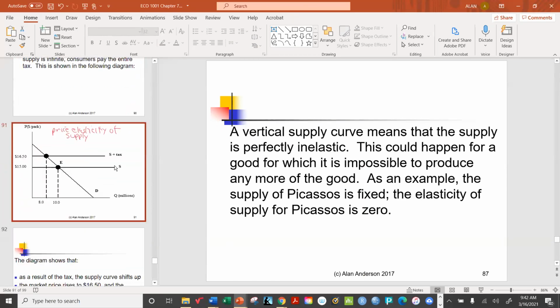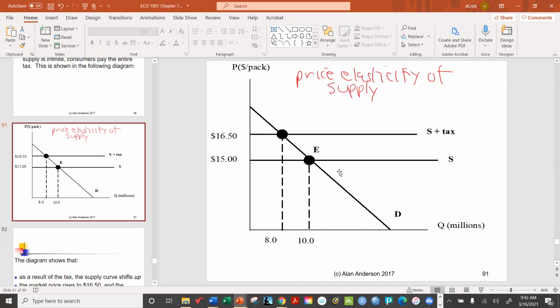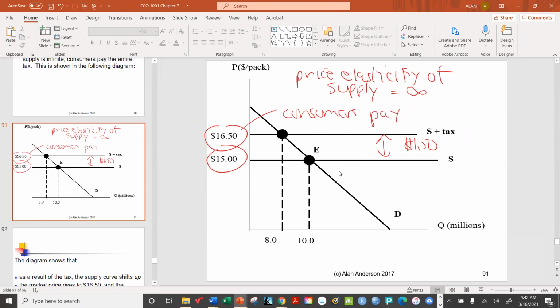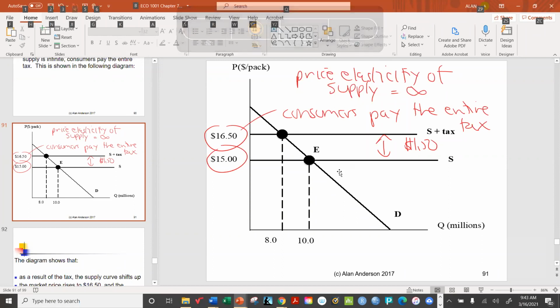All right. Now here it's the other way around though. Whatever this is, the supply is infinitely elastic. So here's the wedge, $1.50, and look what happens. The market price goes up by the full amount. Consumers are paying the entire tax. Because if they refuse, if they say, listen, no, we'll pay, don't worry, we'll pay $16 for this product, then none will be produced. That's it. They can't have the product at all unless they pay the full tax.